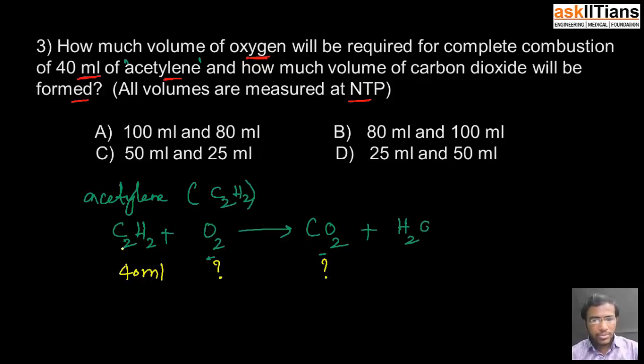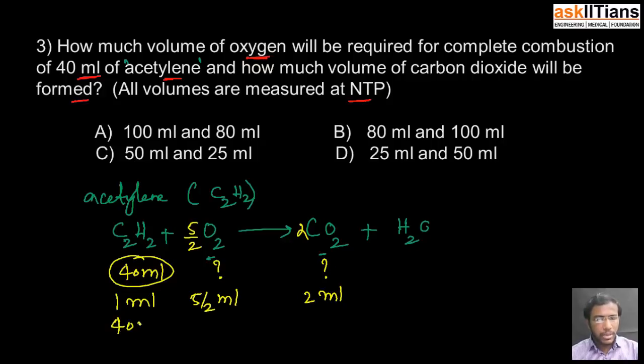So let's first balance this equation. This is not balanced. If you balance this one, there are 2 carbons, so it is 2 CO2. And there are 4 plus 1, that is 5 oxygens, so 5 oxygen atoms means 5/2 O2. Now it is completely balanced. So 1 mole of C2H2 is reacting with 5/2 moles of oxygen and it is forming 2 moles of CO2. In volumes, 1 ml will react with 5/2 ml and form 2 ml CO2.